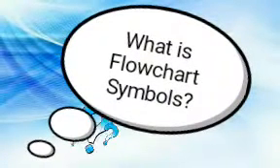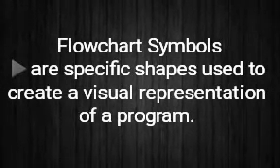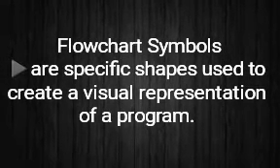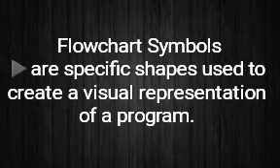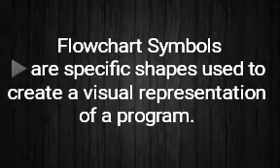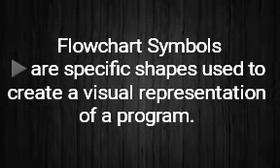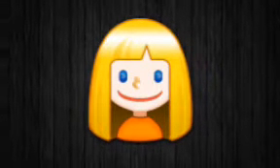These shapes and arrows are what we call flowchart symbols. But the question is, what are flowchart symbols? Flowchart symbols are specific shapes used to create a visual representation of a program. These flowchart symbols are what we use in creating a flowchart. There are a lot of flowchart symbols, but I chose the basic ones.